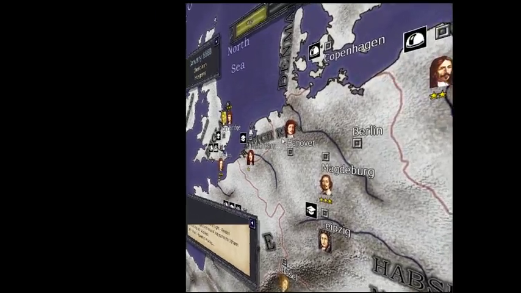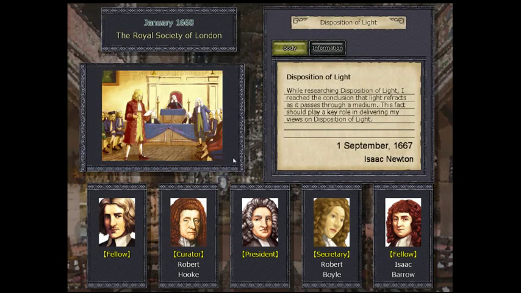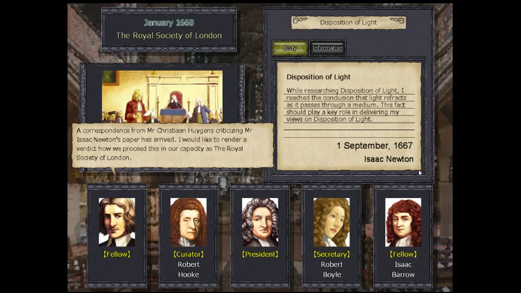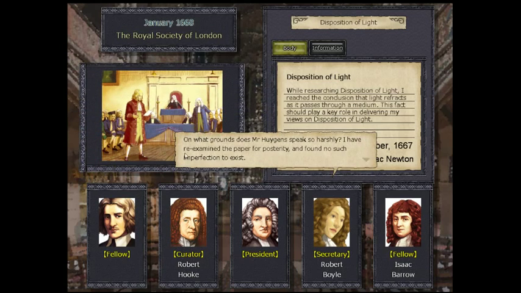Does that affect my... uh-oh. Looks like I'm going before the Royal Society again. I have never experienced this. Correspondence with Mr. Christian Huygens criticizing Isaac Newton's paper has arrived. I would like to render a verdict on how we proceed in the capacity as a Royal London Society. Hook did not vote for me last time. On what grounds does Mr. Huygens speak so harshly? I have re-examined the paper for posterity and found no such imperfection.